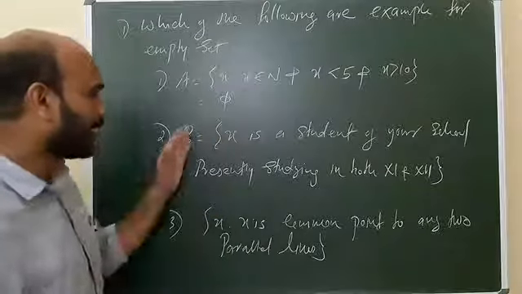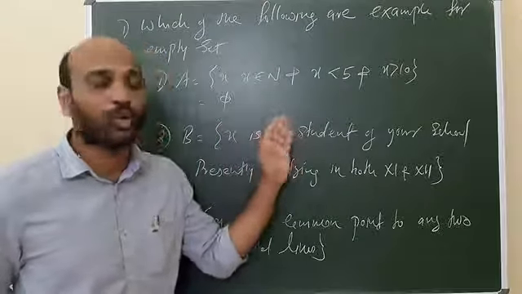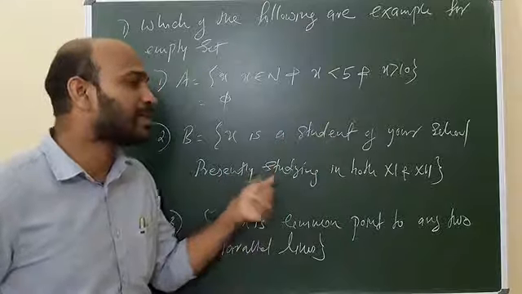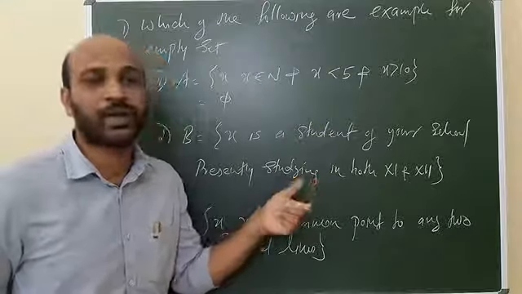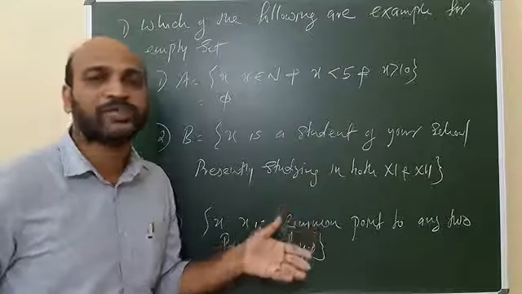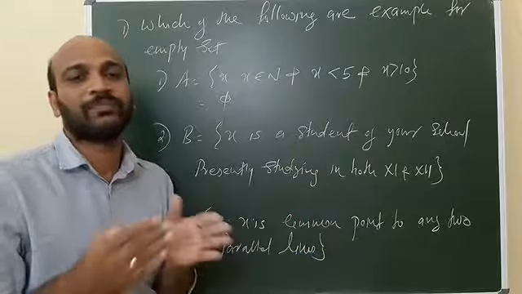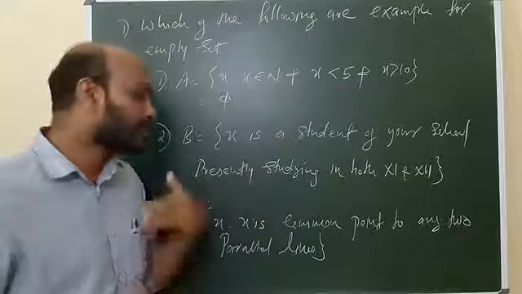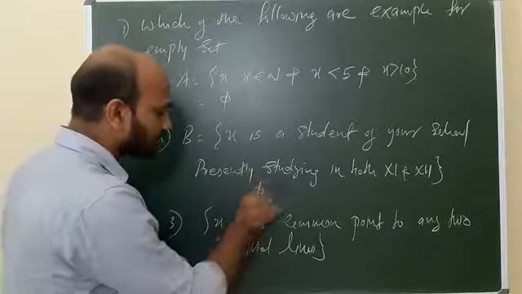And the second one, B: X is a student of your school, presently studying in both +1 and +2. You cannot study both together in +1 and +2. So this is another example for null set.